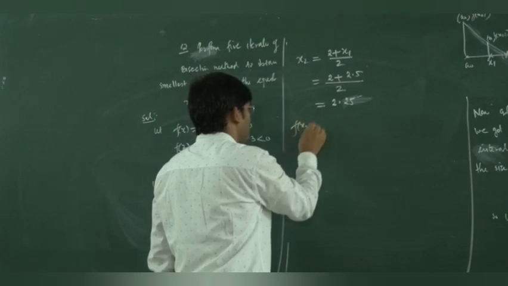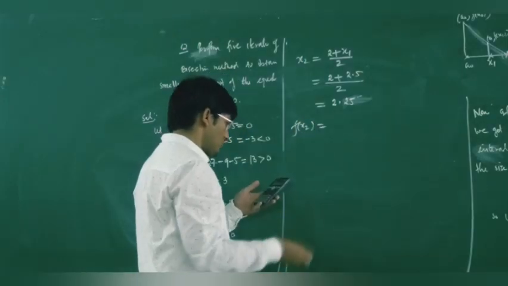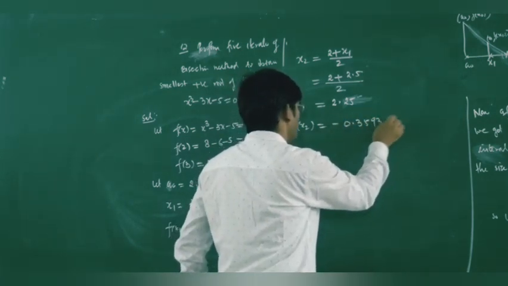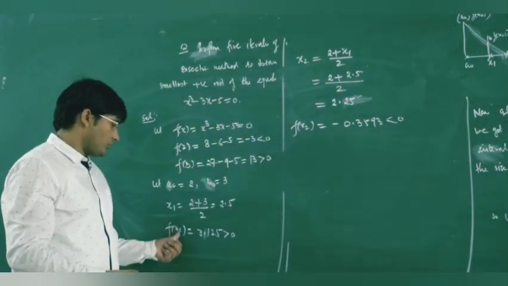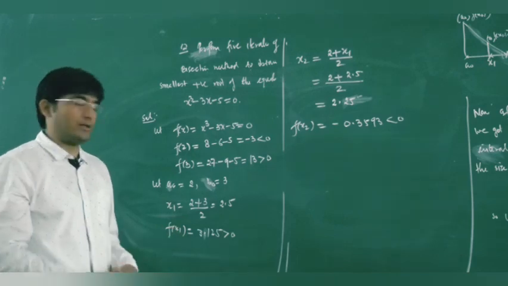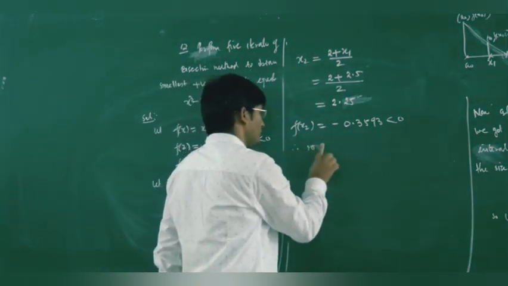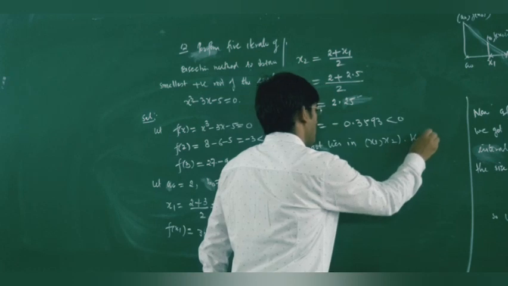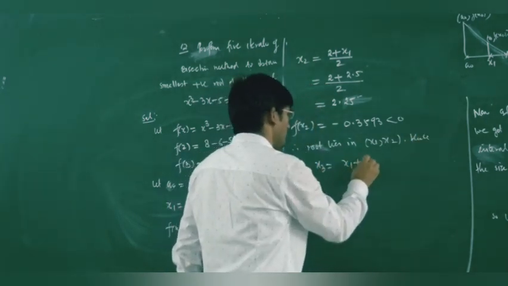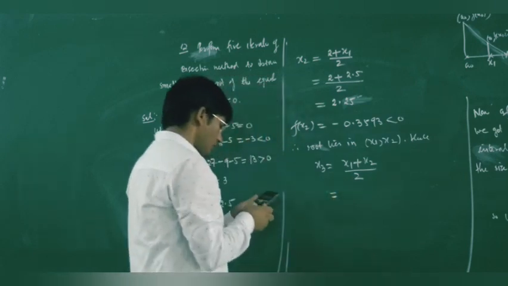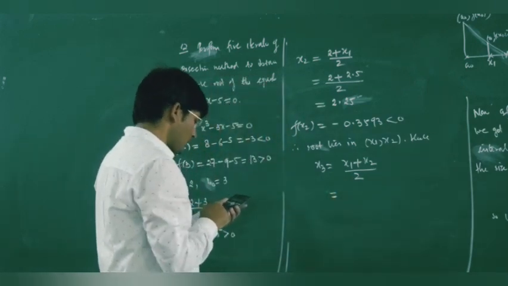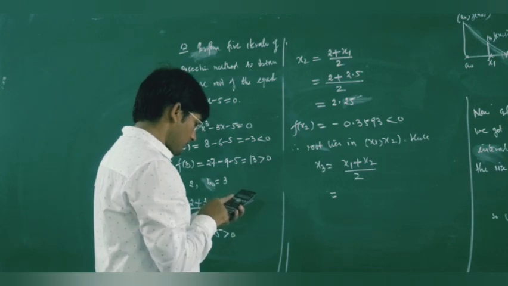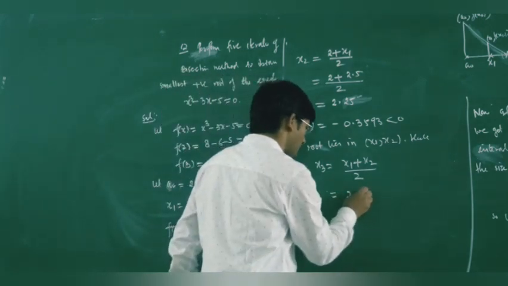Now let us guess the value of the function at this x2 is equal to minus 0.3593, which is less than 0. And earlier the value of the function at x1 is positive, so our root will lie between x1 and x2. Therefore the root lies in the interval x1 comma x2. Hence our x3 will be equal to x1 plus x2 divided by 2. So this is equal to x1, which was 2.5, plus x2, which is 2.25, and this is equal to 2.375.